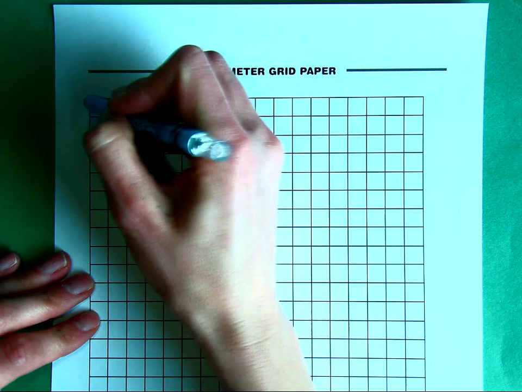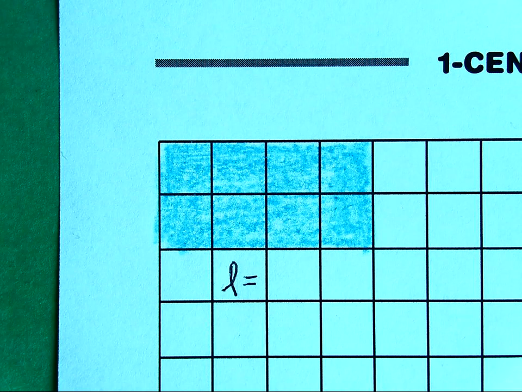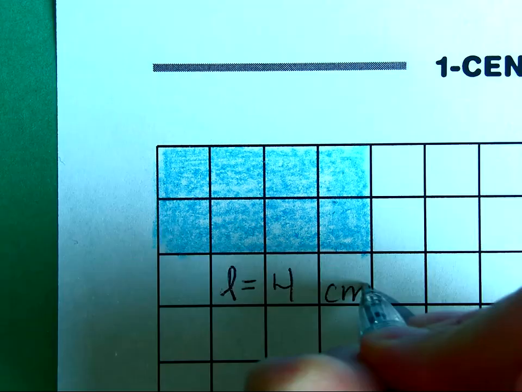Zoom in. Okay, and I'm going to go ahead and label my work. This is the length of the rectangle I've created. From our geometry unit, you know that this rectangle can be called a polygon, a quadrilateral, and a rectangle. So the length of this rectangle is 4 centimeters.